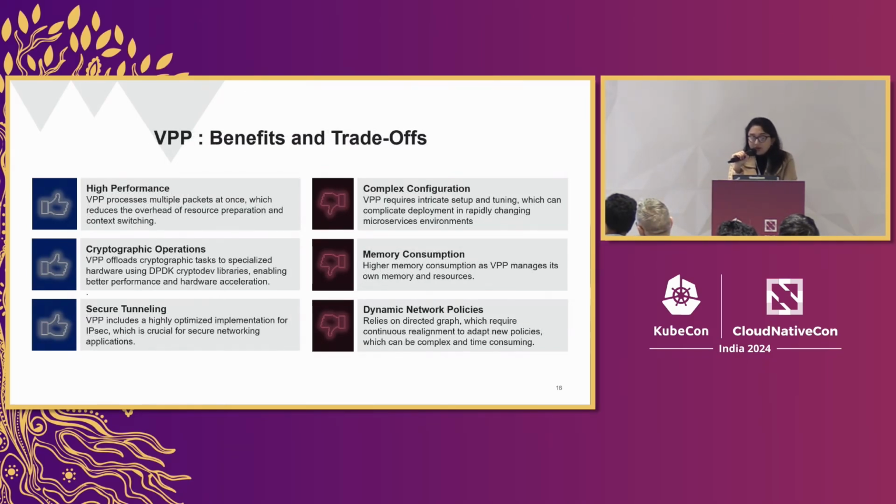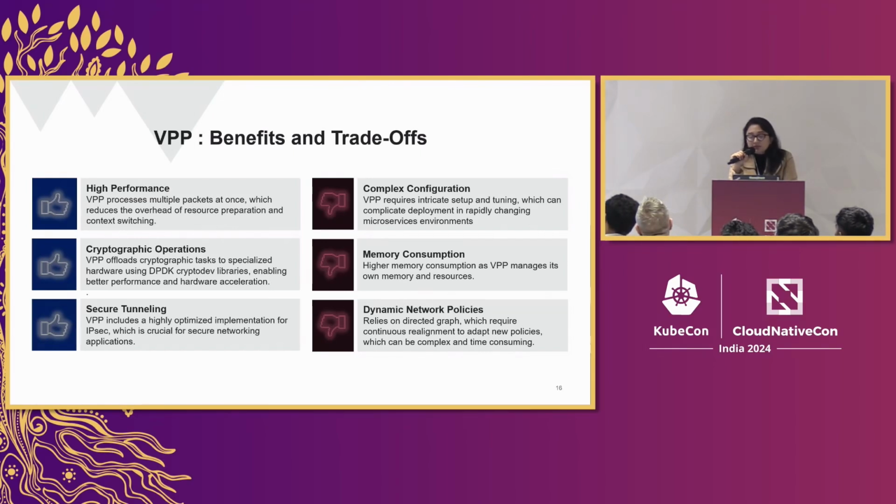Then comes VPP. VPP gives high performance because it processes packets in bursts. With the appropriate driver, it gives high performance. Then VPP offloads cryptographic tasks to specialized hardware using DPDK cryptodev libraries, enabling better performance and hardware-based acceleration. And then VPP also has a highly optimized implementation for a widely used tunneling protocol, that is IPsec, for secure networking.